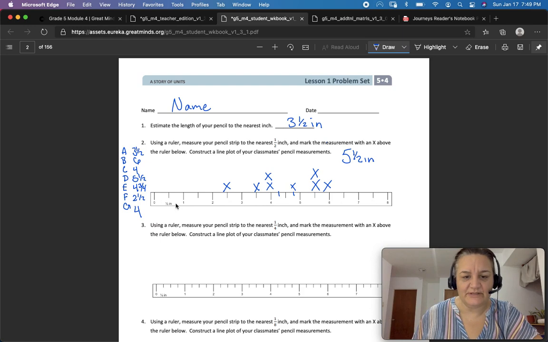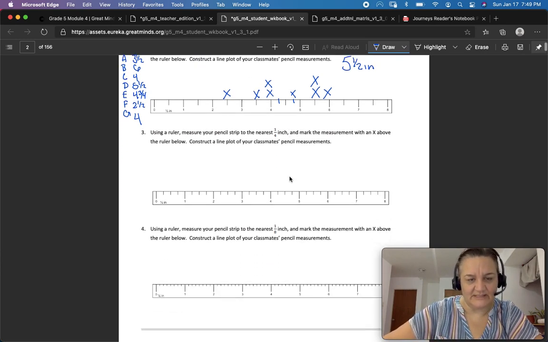Now we used a ruler to show our line plot, but it can be any line with numbers over it, and then we put our data into it with these little X's. I think you've probably done this before.